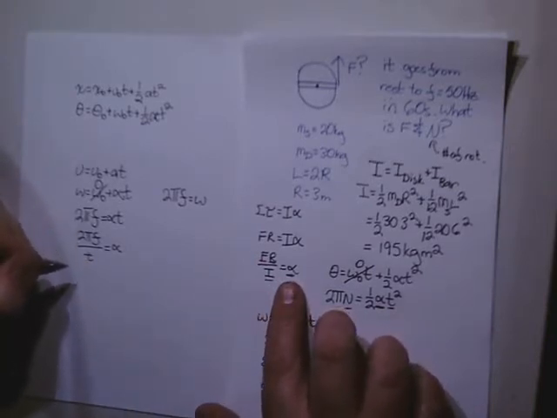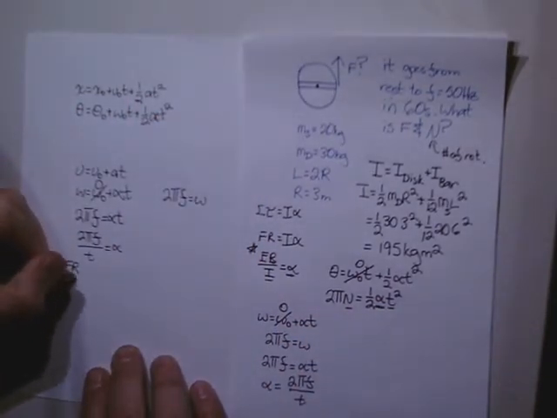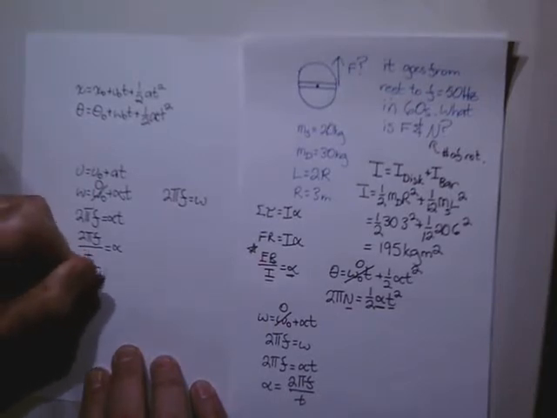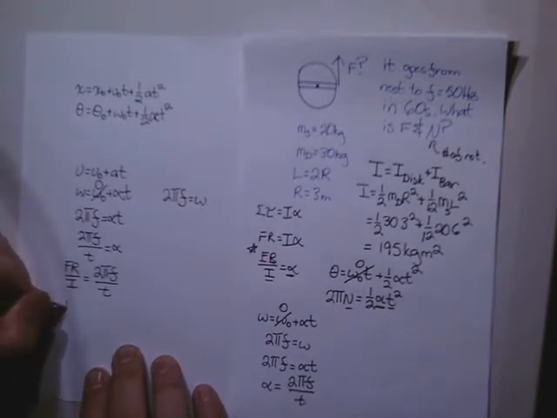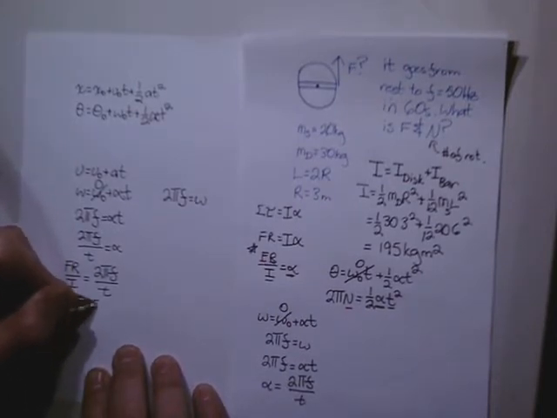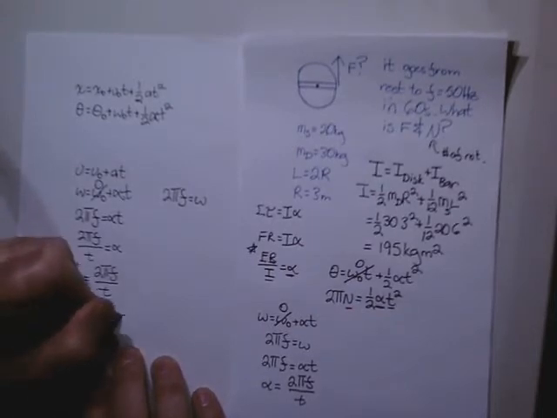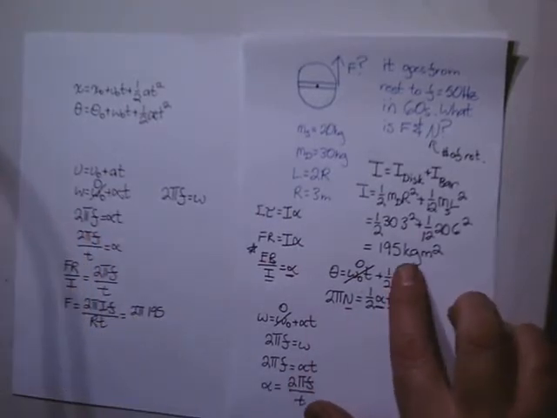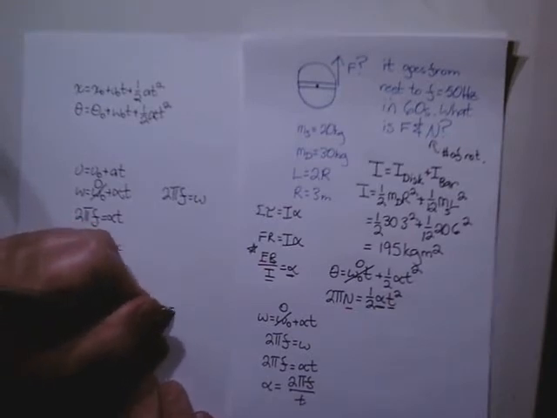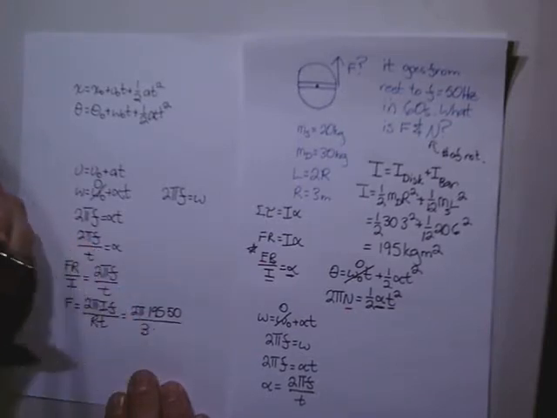Now this equation becomes FR over I is equal to 2 pi f over t. I'm looking for F, so F is 2 pi I f over RT. R comes down, I goes up, F is left there. So this is 2 pi times 195, which I calculated there, f is 50, R is 3, t is 60.